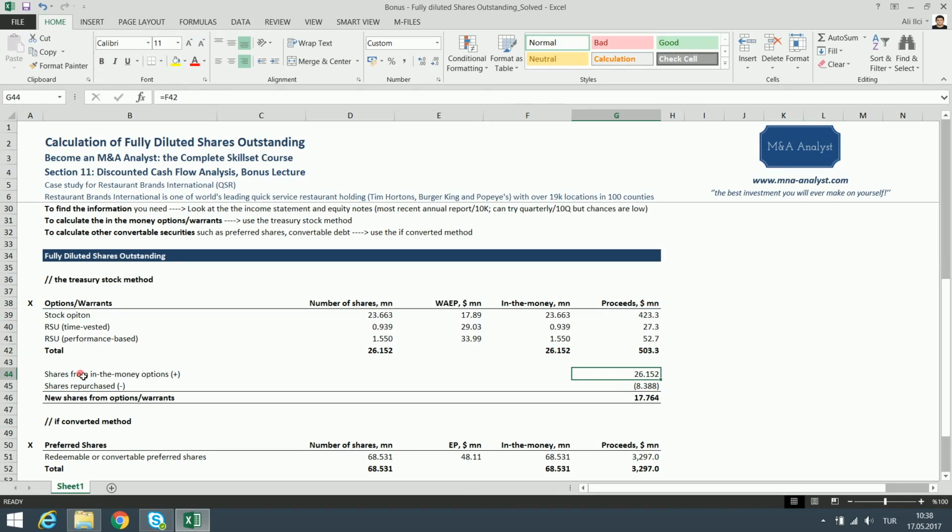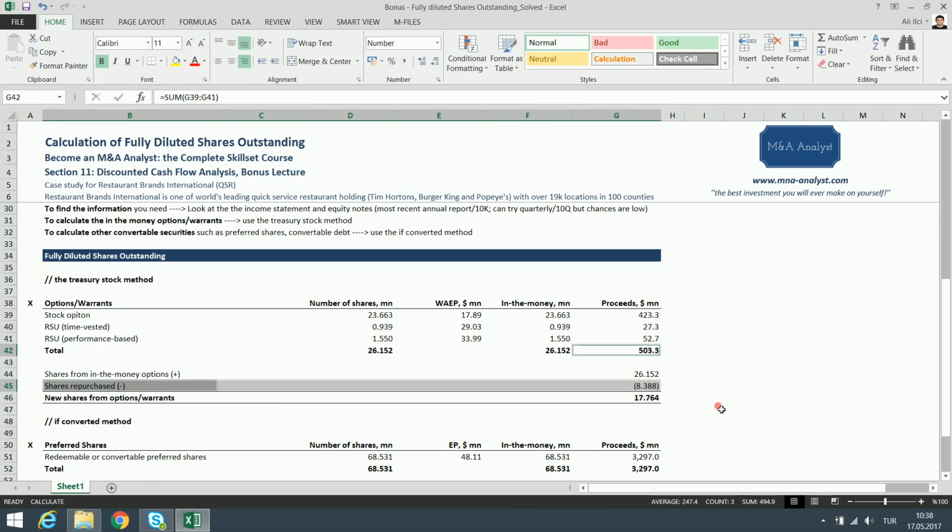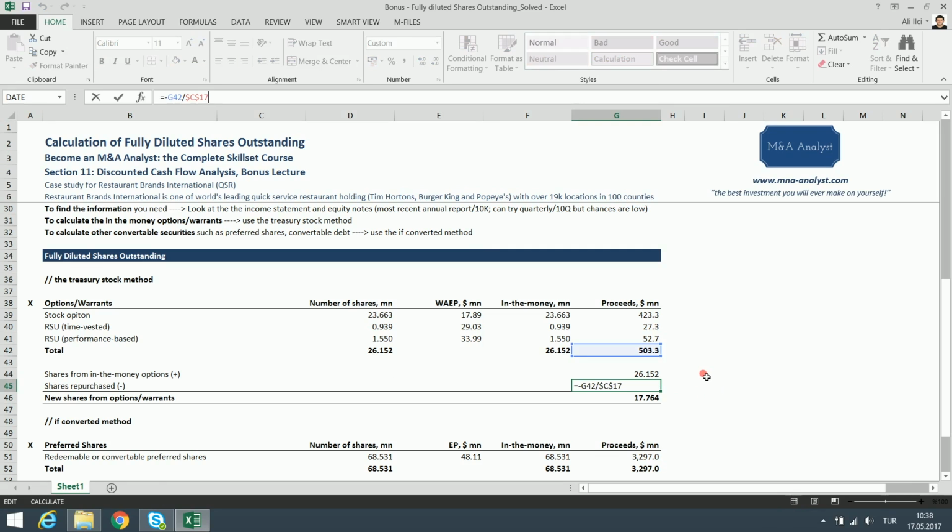And here, in our treasury method calculation, we have the shares from in the money options. This is the total number, as you can see here. And here we are calculating the shares repurchased with these proceeds. And this is the tricky part. As you can see here, this is found by dividing the proceeds.